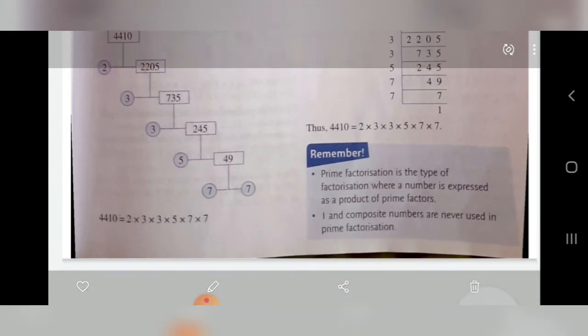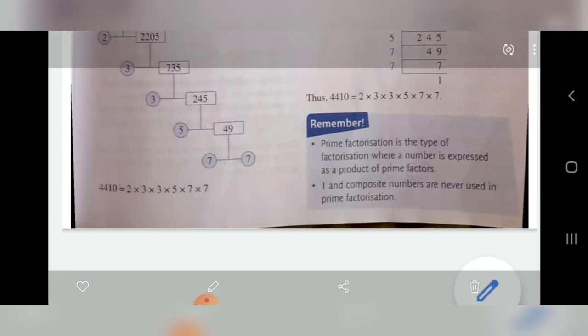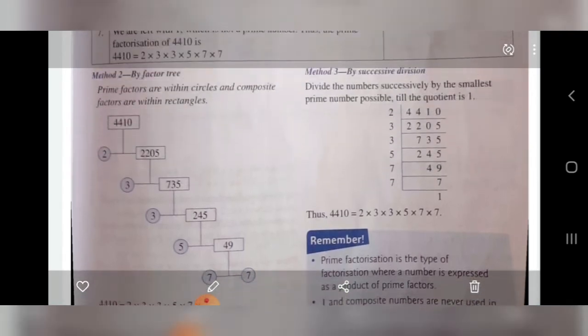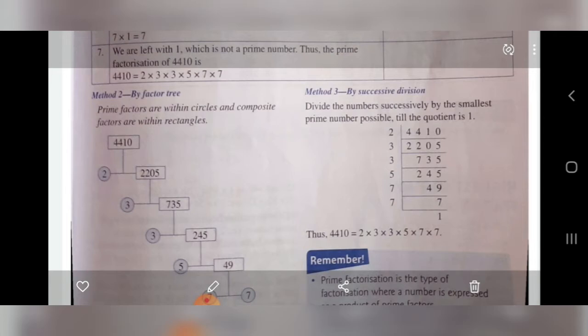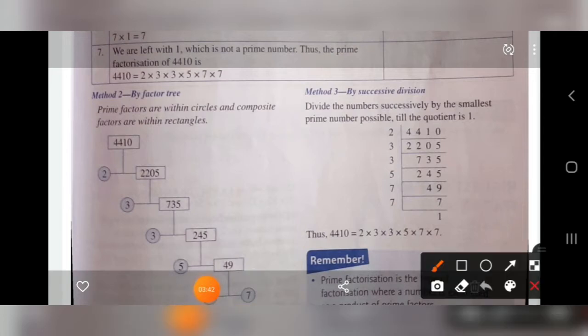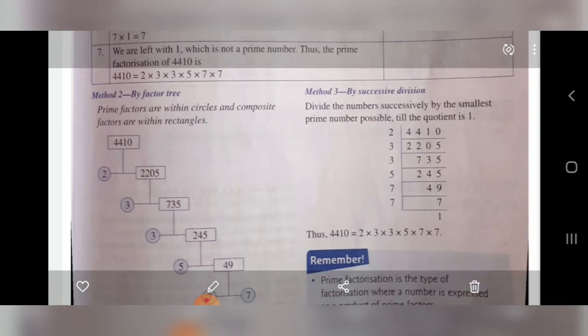So here in prime factorization, what we have to remember? Prime factorization is the type of factorization where a number is expressed as a product of prime factors. Okay, 1 and the composite numbers are never used in prime factorization. So here you will never use 1, or composite numbers here. Here always prime numbers will come. Okay, clear? So this way you are going to solve the exercise.